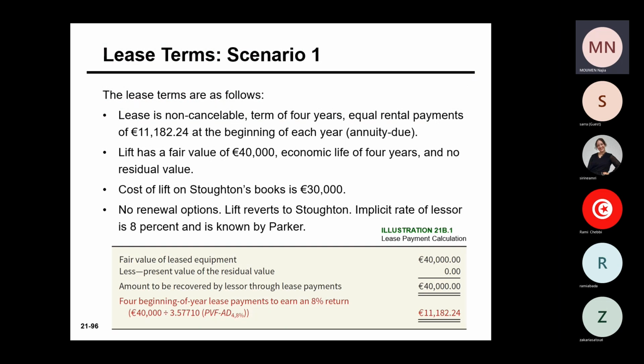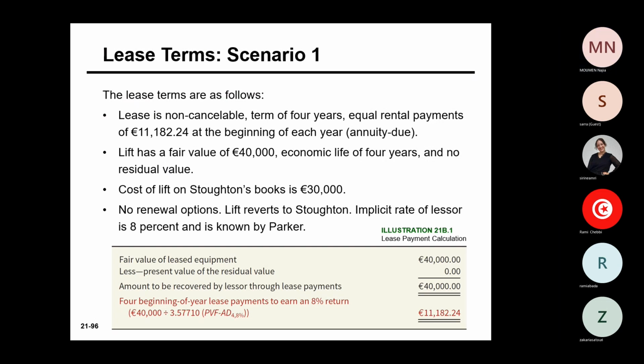We have additional information regarding the lease term. The lease is non-cancelable, with a term of 4 years. We have equal rental payments of 11,182.24 at the beginning of each year. So this is an annuity due. Be careful, please, when it is specified whether it is an ordinary annuity or an annuity due, so that you pay attention to the present value factor you need to pick from the table.